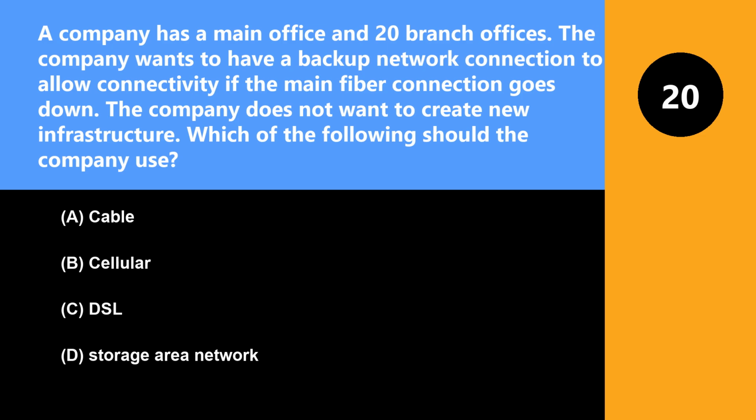Option A, cable. Option B, cellular. Option C, DSL. Option D, storage area network. The correct answer is option B, cellular.